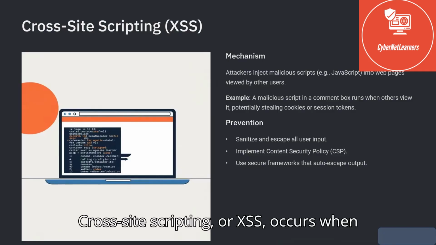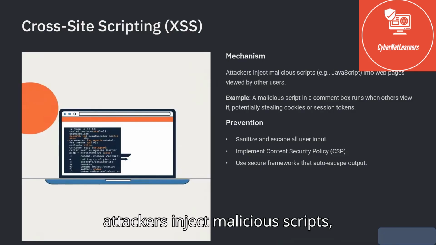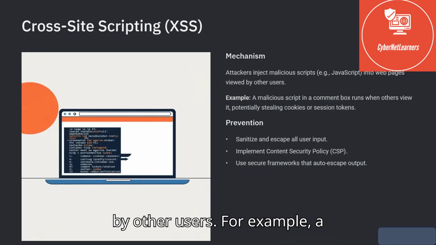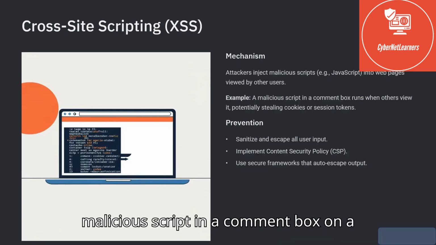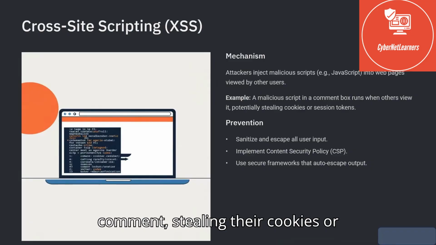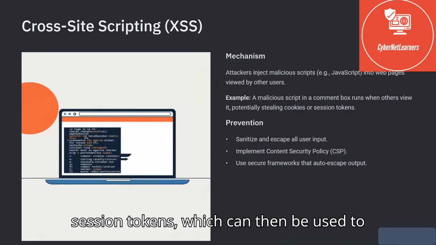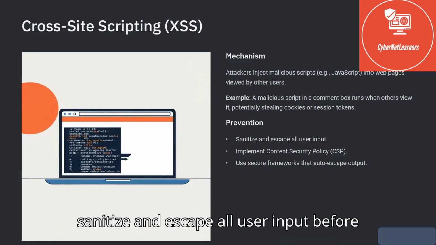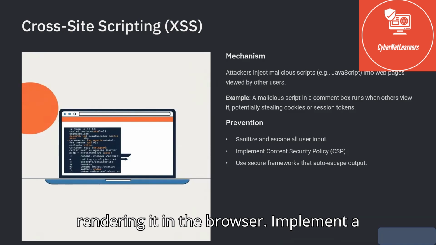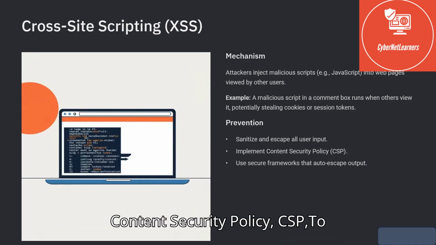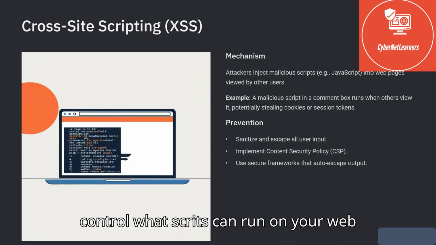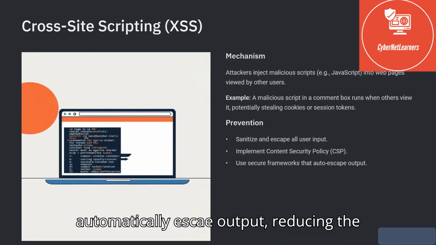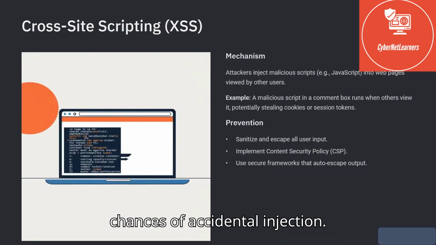Cross-site scripting, or XSS, occurs when attackers inject malicious scripts, usually JavaScript, into web pages viewed by other users. For example, a malicious script in a comment box on a website could run when others view that comment, stealing their cookies or session tokens, which can then be used to impersonate them. To prevent XSS, sanitize and escape all user input before rendering it in the browser. Implement a content security policy, CSP, to control what scripts can run on your web pages. Use secure frameworks that automatically escape output, reducing the chances of accidental injection.